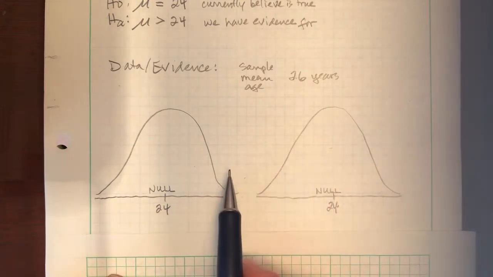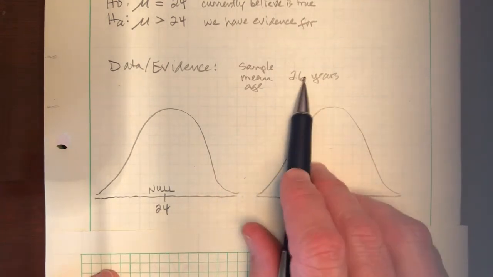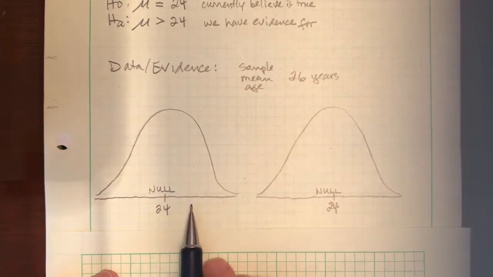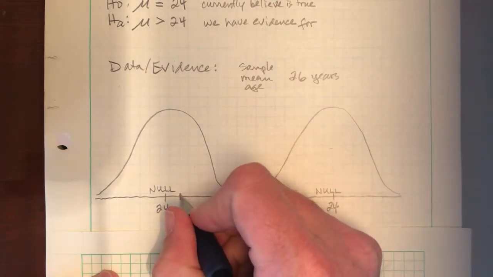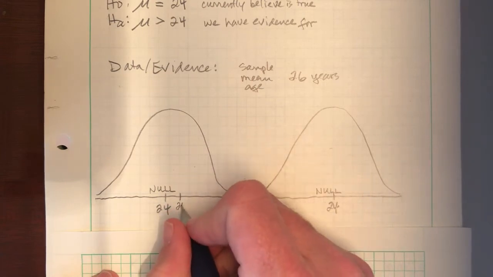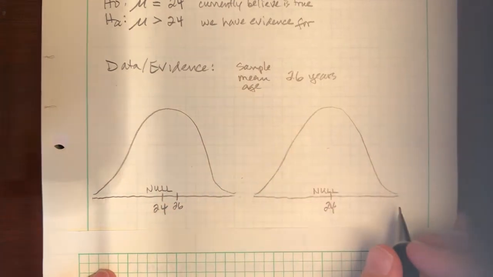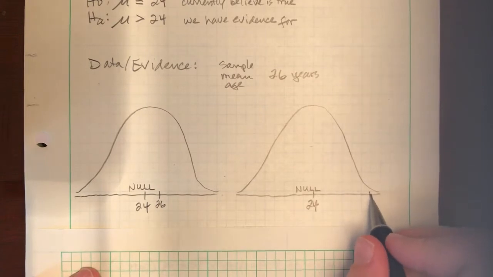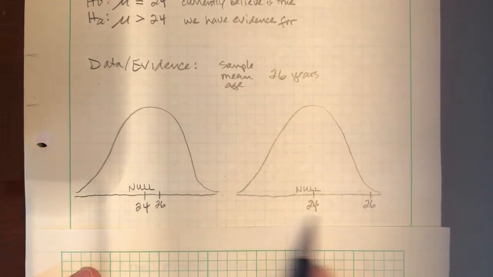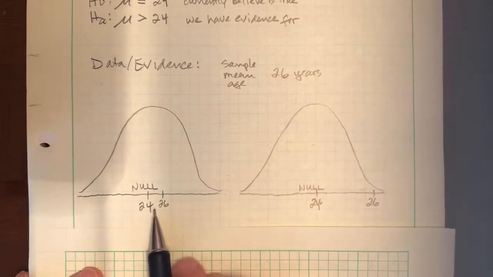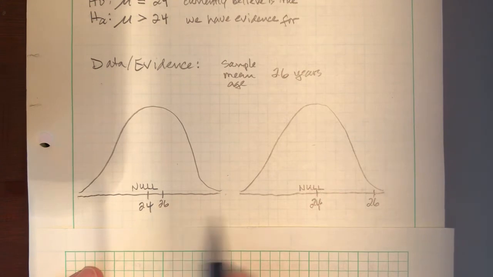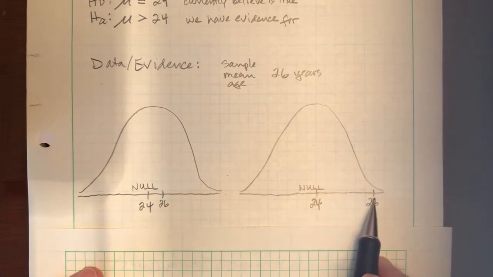And here's what we don't know. My evidence, 26, clearly is greater than 24, but what I don't know is whether that evidence is somewhere about right here, or could it be somewhere way down here? We honestly don't know. All we know is 26 is bigger than 24. Is 26 actually pretty close to it, or is it pretty far away?